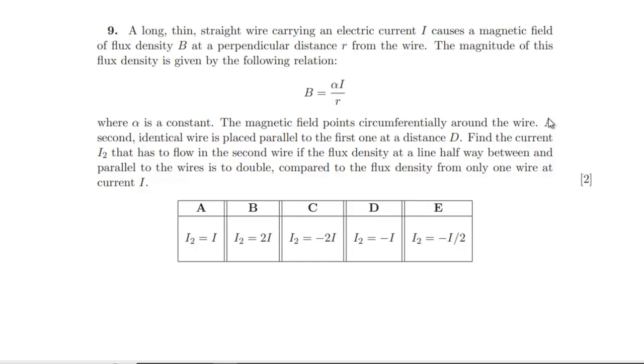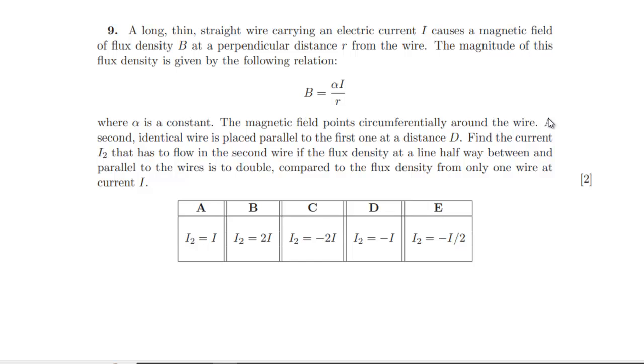A long, thin, straight wire carrying electric current I causes a magnetic field of flux density B at perpendicular distance r from the wire. This magnitude is given by that equation. The magnetic field points circumferentially around the wire. A second identical wire is placed parallel to the first one at a distance d. Find the current I2 that has to flow in the second wire if the flux density at a line halfway between and parallel is to double.